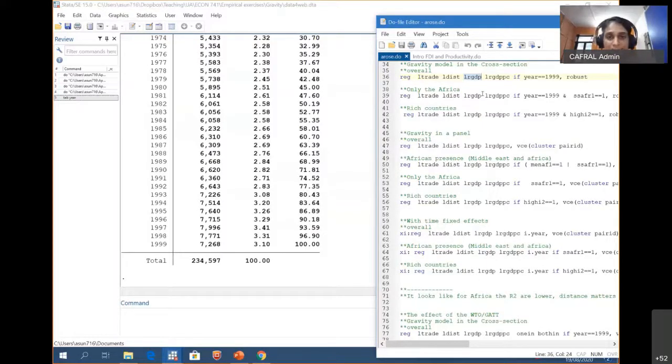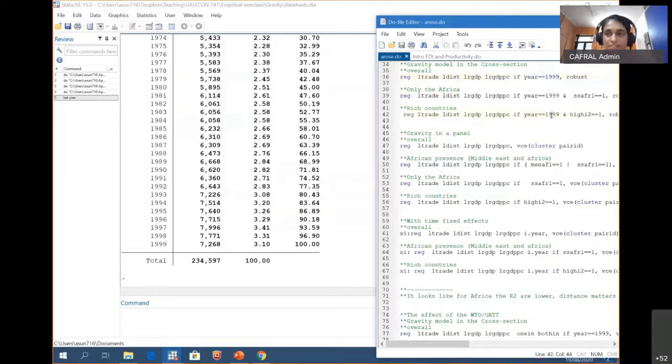Another quick tip on gravity model, typically the basic gravity model just has distance and GDP. But I often find that it's a good idea to also add GDP per capita. So theoretically, you don't need to add GDP per capita because the level of development is not a part of the gravity model. But I find that it actually helps to add GDP per capita because it gives you better fit.